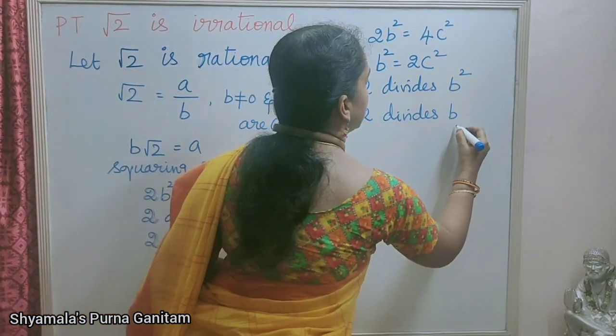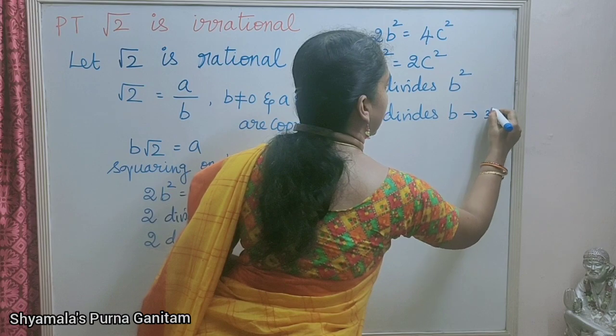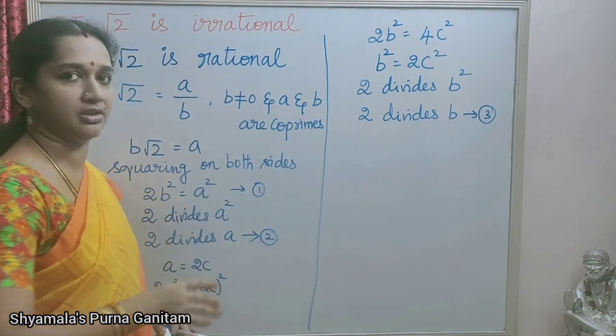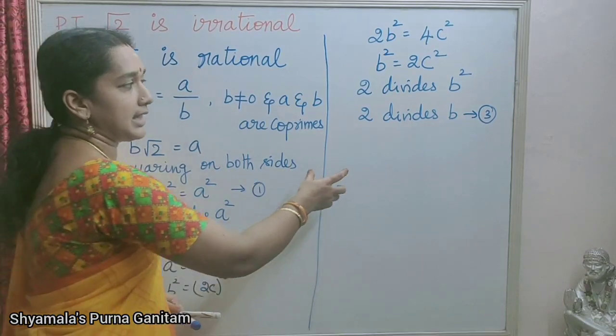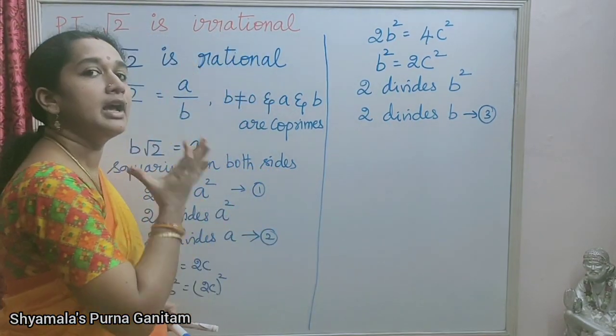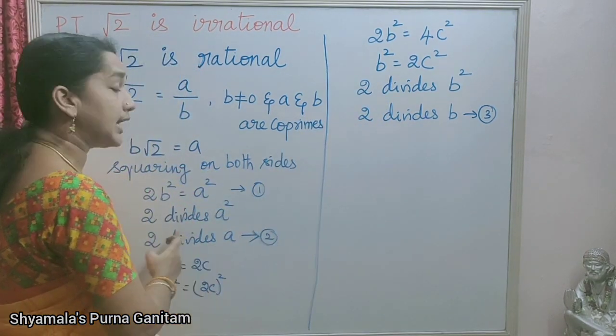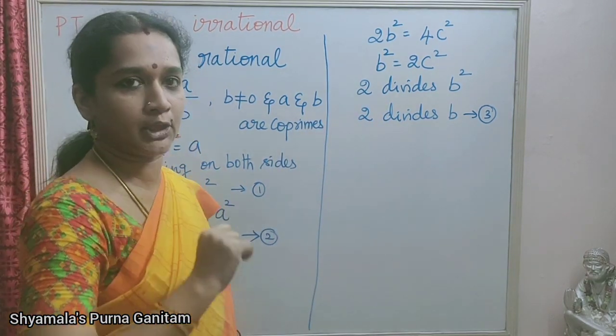Now we are telling that 2 divides b. So we will take this as the third equation. So from the second and third equation, what can we say? We can say that b is having a factor 2, and a is also having factor 2.